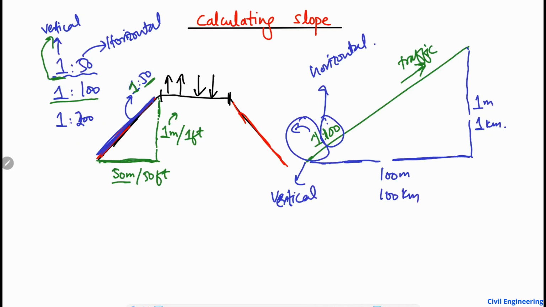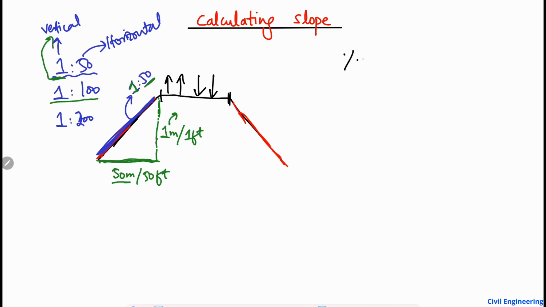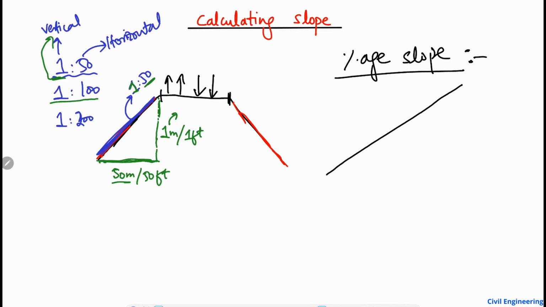Now let's suppose we are going to find out the percentage slope of any road. So this is a road. For example, this is any road here, and let's suppose the vertical distance of this road is 10 meter, and the horizontal distance of this road is 20 meter. So how do we find the percentage slope of this road?